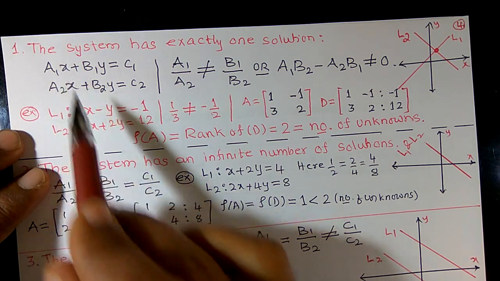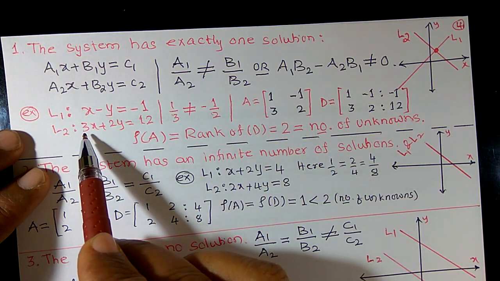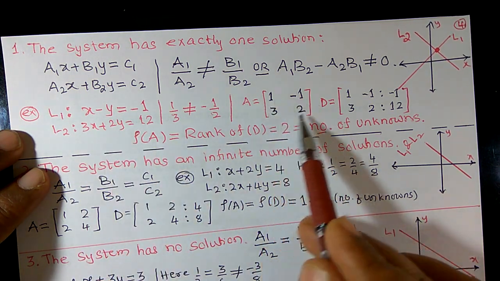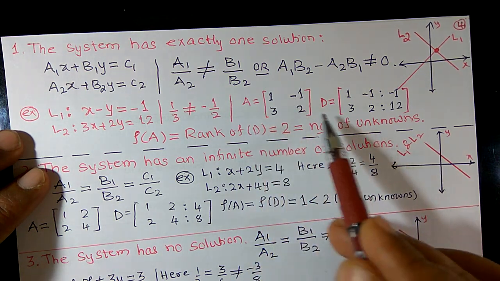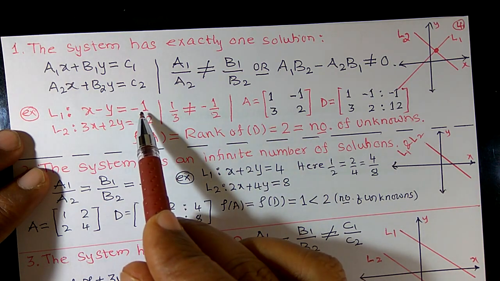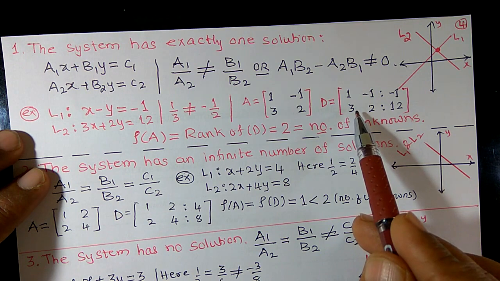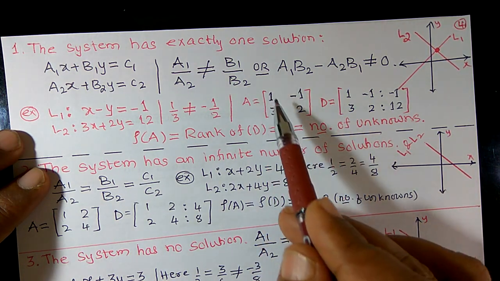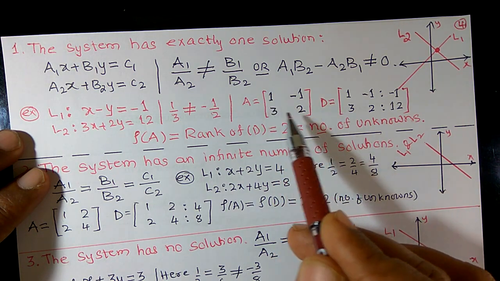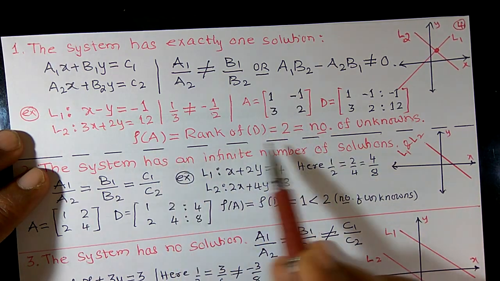So the coefficient of x is 1, coefficient of y is minus 1, coefficient of x in the second equation is 3, coefficient of y in the second equation is 2. So you can write down the coefficient matrix A, and D is the augmented matrix: 1, minus 1, right hand side number minus 1; 3, 2 and 12. Is it clear? So you can find out the rank of A. First you verify the largest minor of order 2: 1 into 2, minus of minus means plus, it is not equal to 0. So therefore rank of A is 2.